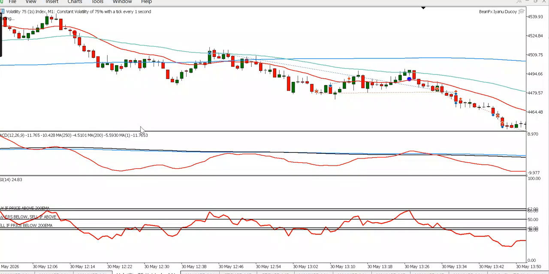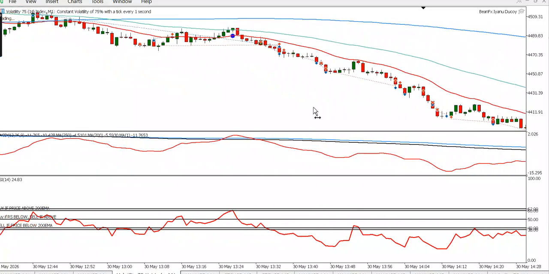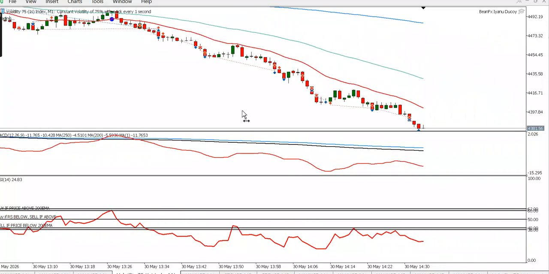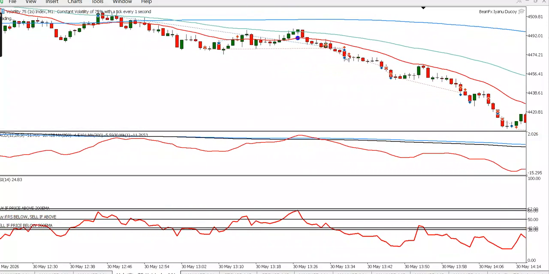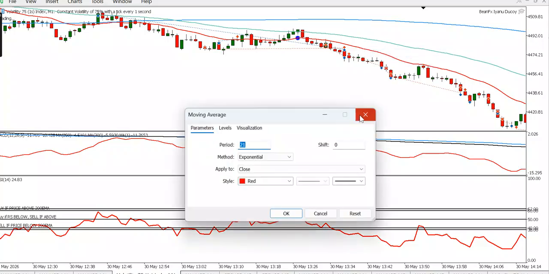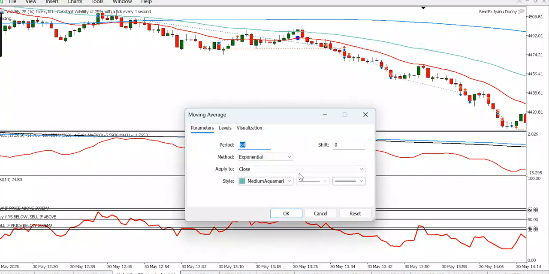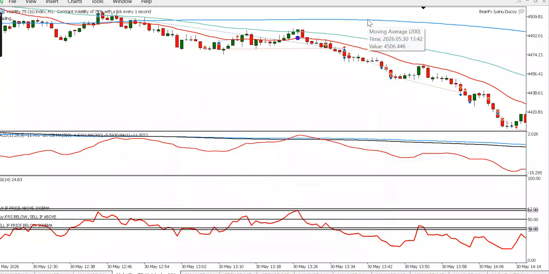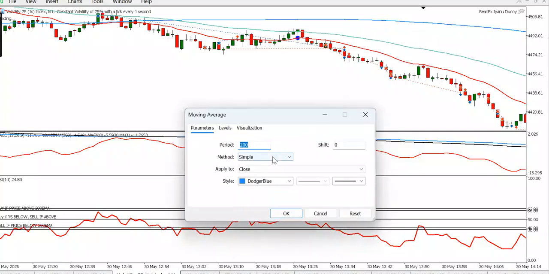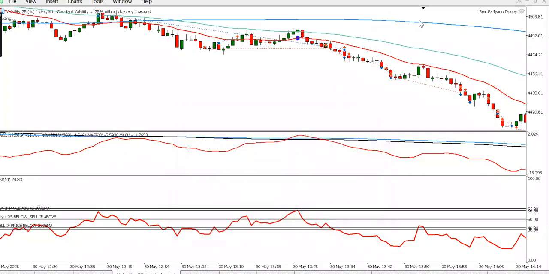So this is another video on how to trade or scalp V75. Now this is 21 EMA. This is 64 EMA, and this 200 SMA. Now this 200 SMA is your trend moving average.